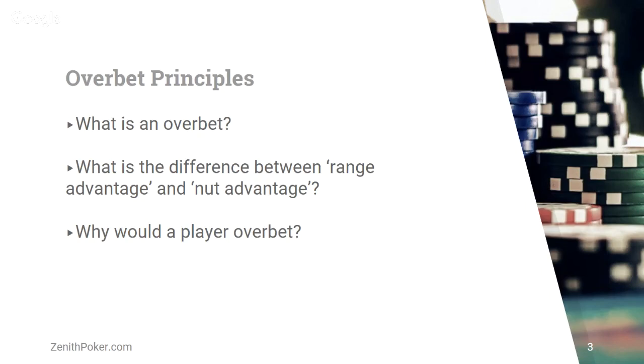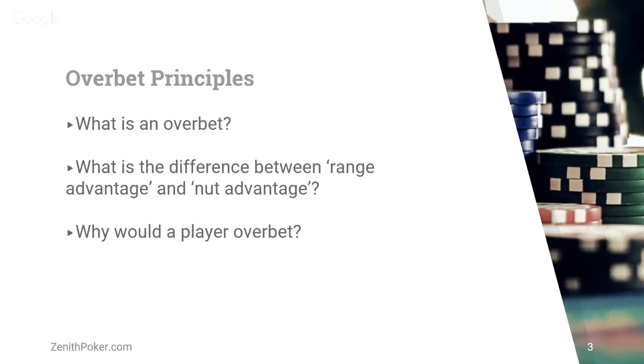Well, I'm trying to think. Yep, so the answer is it lets us bluff more often. So using an overbet lets us bluff more often, right? Because overbetting has a higher bluff to value ratio.